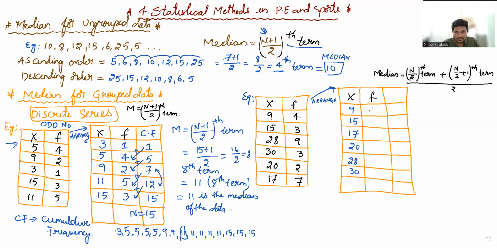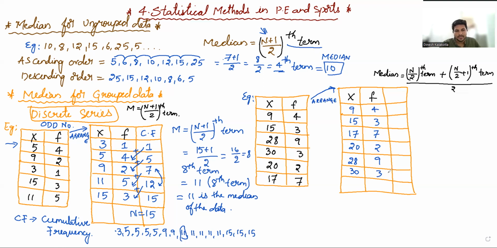So what is the frequency for 9? This is 4. And 15, this is 3. And 17, this is 7. And for 20, this is 2, 2 times it is repeated. And 28, the score is 9 times repeated. And 30, this is 3 times repeated.